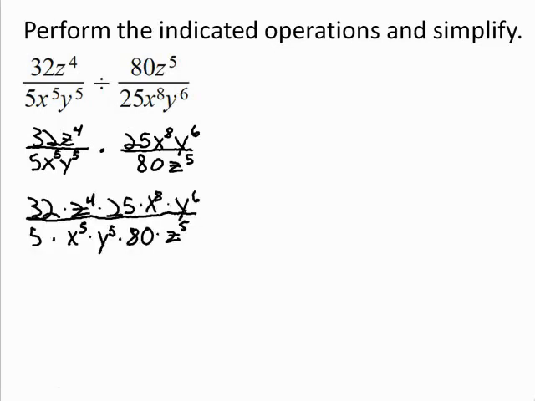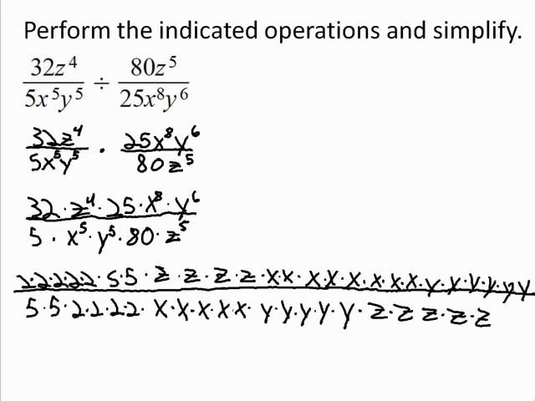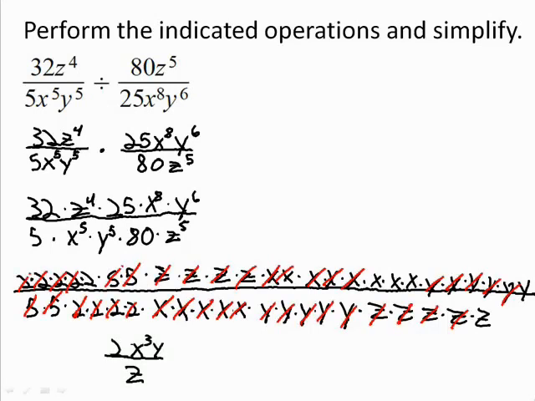Write each factor as the product of its prime factors. There are 2 5s, 4 2s, 5 x's, 5 y's, and 4 z's in both the numerator and denominator, so they cancel out. You are left with 2x to the 3rd power times y divided by z.